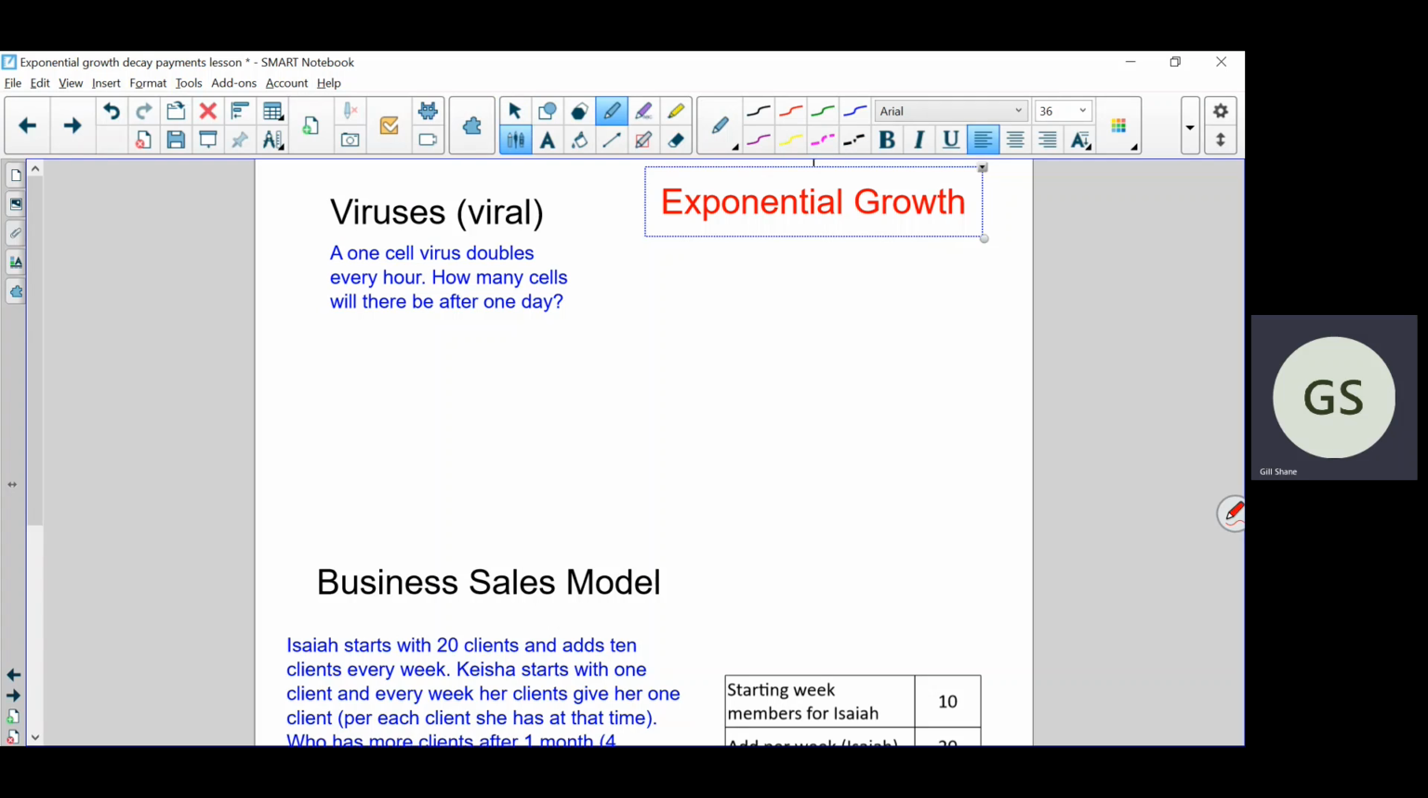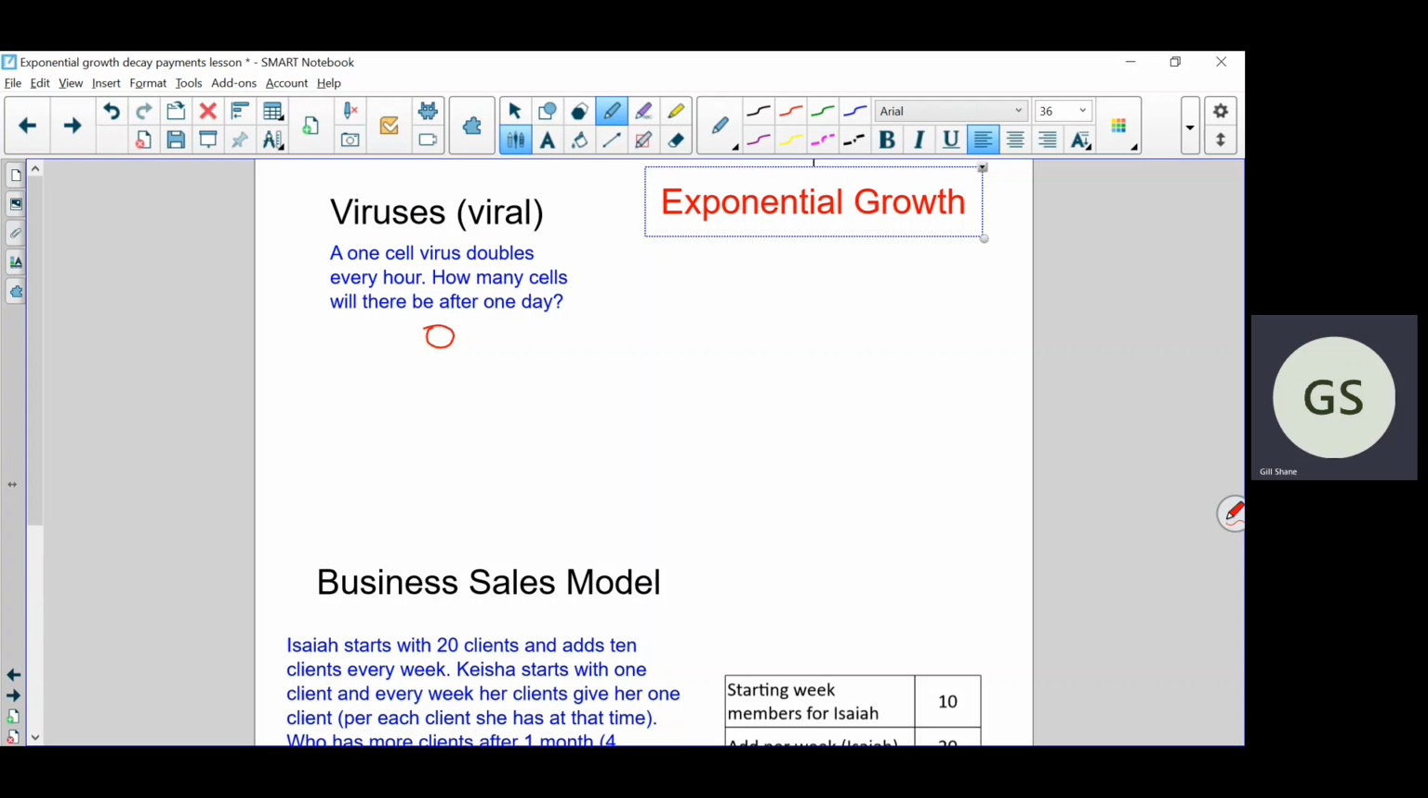Literally, that word viral came from viruses. So we start with a 1-cell virus. It literally has 1 cell. That's it. Every hour it doubles. So after an hour it's 2 cells. After 2 hours it's 4 cells. How many cells after just 1 day would it be?